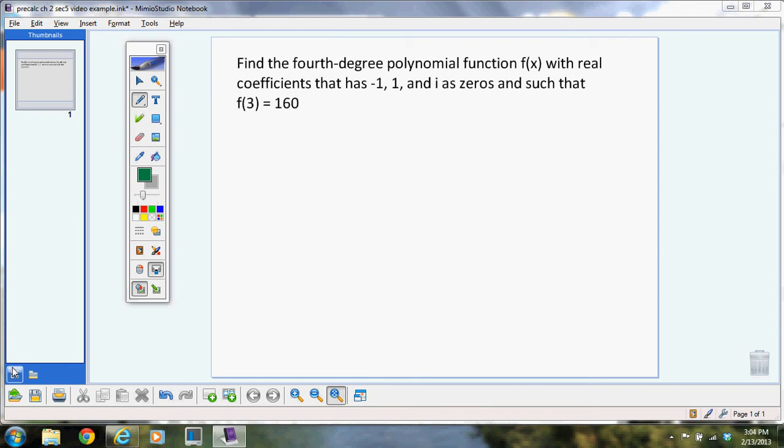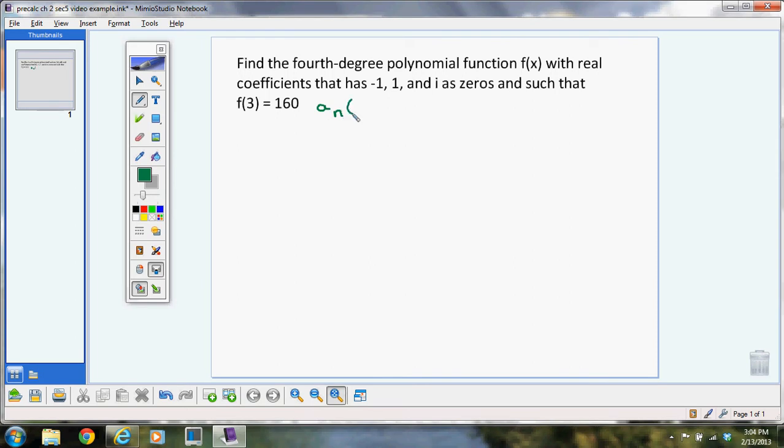Let's find a fourth degree polynomial function with real coefficients that has -1, 1, and i as zeros, such that f of 3 equals 160. So we're going to start out trying to find the equation. We have an a sub n in the front. We don't know what that constant term is. We're going to have to solve for it later.